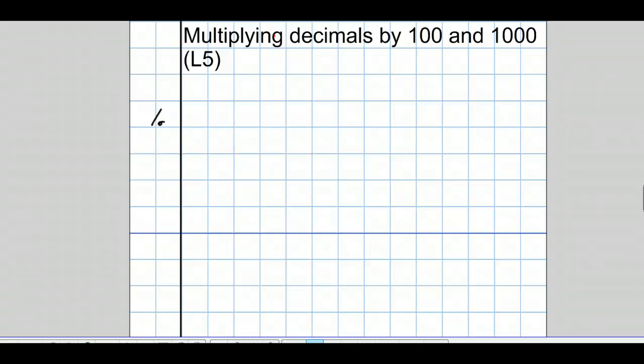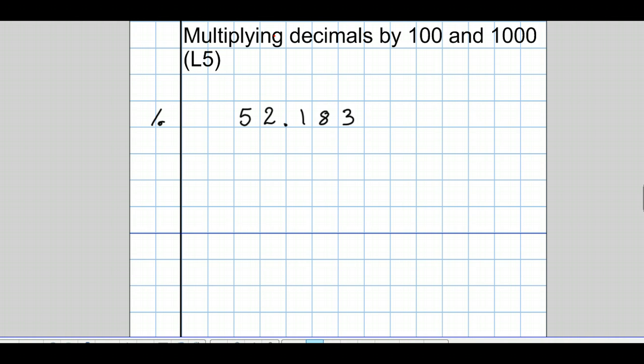Hello there. In this video we're going to look at multiplying decimals by 100 and 1000. Now in my earlier video we looked at what happens when we multiply decimals by 10. Let's see what differences and what similarities there are when we multiply by 100 and 1000. Let's look at our first example.